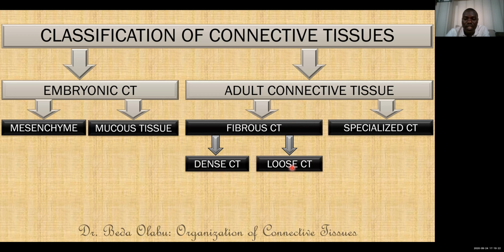If the fibers are densely packed, you want to see whether those fibers are running in the same direction or in different directions. If the fibers are running in a uniform direction, then it will be regular. And so we call that dense, regular connective tissue. If the fibers are running in all directions, then we call that dense, irregular connective tissue.